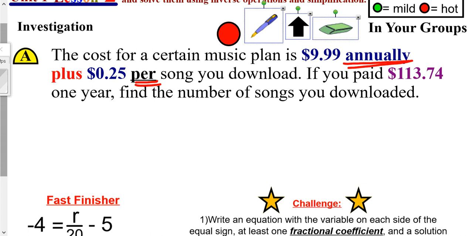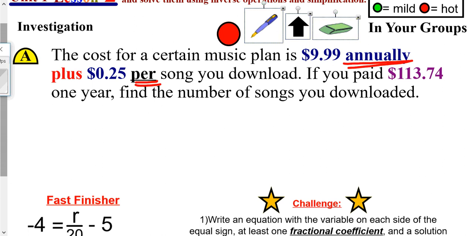If you paid $113.74 one year, find the number of songs that you downloaded. You can reference that graphic organizer on the previous slide in order to help you set up your equation. I'm going to pause the video, give you a second, use the information in the word problem, think about what's constant, think about what's attached to your variable, and your total.